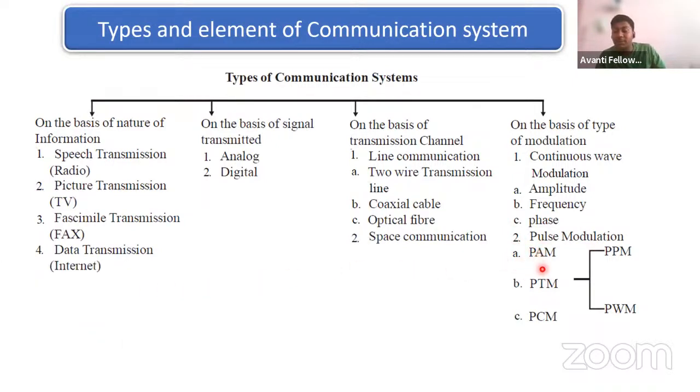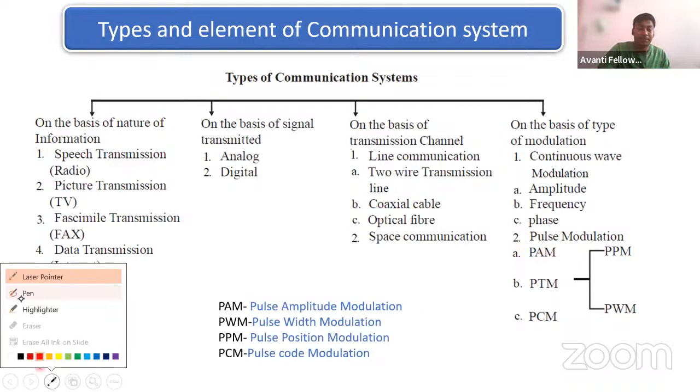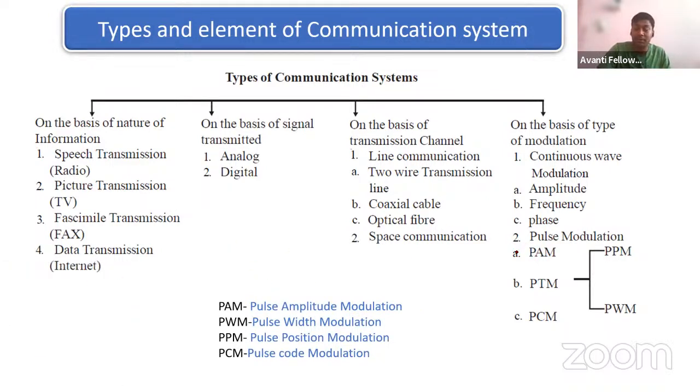You can see here in pulse modulation there are PAM, PTM, PCM, and PPM. First will be pulse amplitude modulation. Second will be PPM, that is pulse position modulation. In this case, we have temporal modulation, where the position is changing. Then PWM, that is pulse width modulation, where the width is modulated. And the PCM will be pulse code modulation.